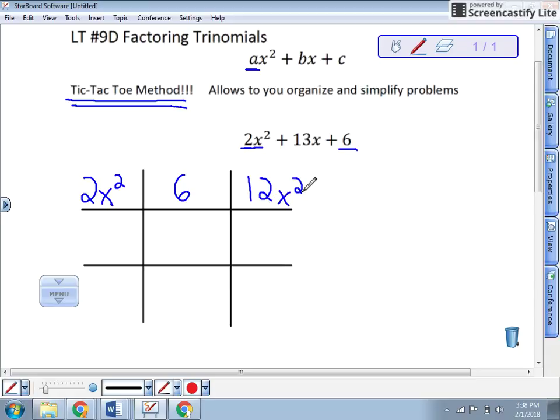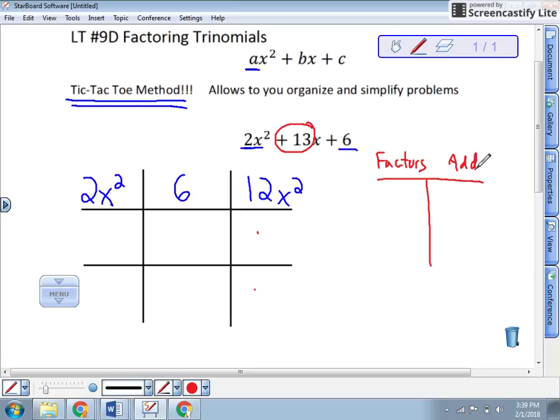Okay, so now here's the one part to this. When you are working these problems, I want you to circle this value right here. So now, in this column underneath the 12x squared, we need to find, just like before, factors of 12 that add to 13. We're going to use this number.